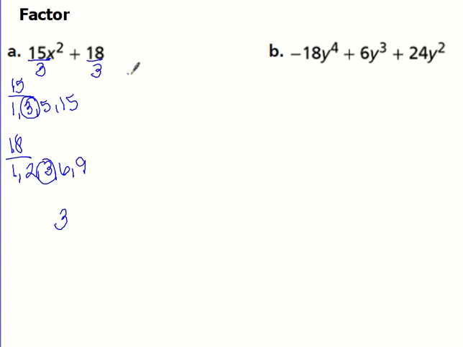Now, if you notice, I don't have any variables I can pull out. There's no common variable, and since there's no common variable, I can't factor out an x of any kind. So the greatest common factor I can even pull out is a 3. So 15 divided by 3 will get me 5. We did not factor out the x squared. And then 18 divided by 3 would get me 6. And so there is our factored answer.